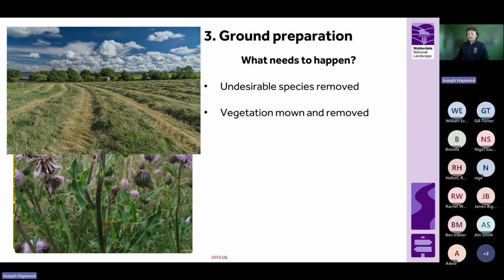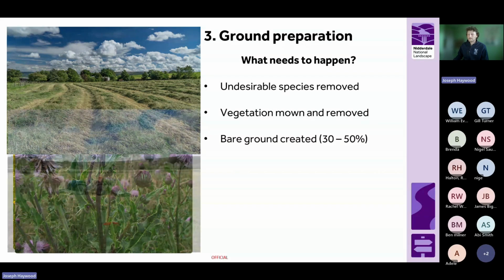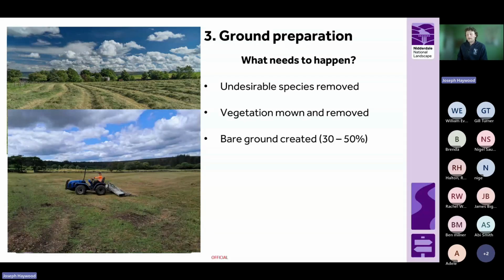You're mowing your meadow around late July to early August. That's the general rule of thumb. Now we need to create bare ground. See in the bottom image there, we use a Valiant tractor with a spring tine harrow. You can see in the very foreground of that picture the kind of bare ground we're wanting to create. So it's 30 to 50% bare ground, and it's not big patches of bare ground. It's interspersed throughout the sward.